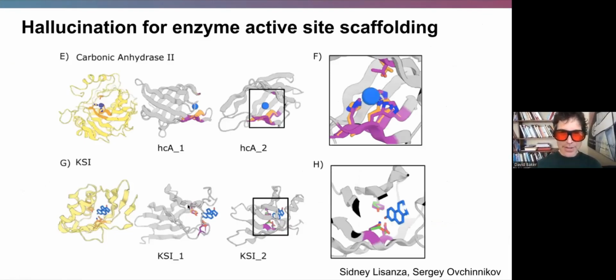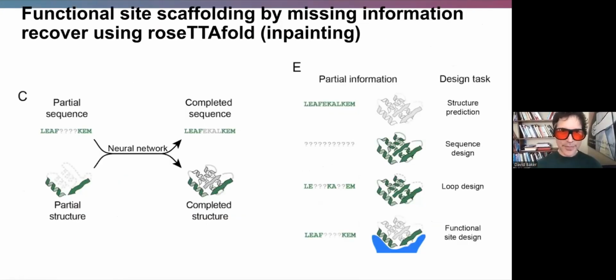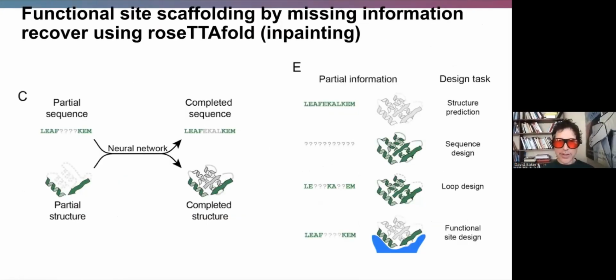And we can do the same thing with enzyme active sites: fix the site and then hallucinate scaffolds around them. The second way in which we can solve this problem is sort of the analog of auto-completing sentences. If you type a few words into a word processor, it will auto-complete and fill it out. We can train Rosetta Fold to do this. Rosetta Fold was originally trained so you give it the sequence and it predicts the structure, but we realized we could turn it backwards, kind of like we did with Rosetta, and give it structures.